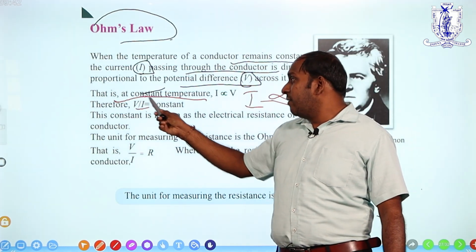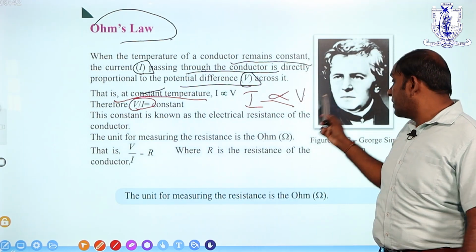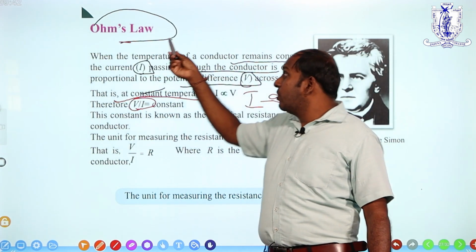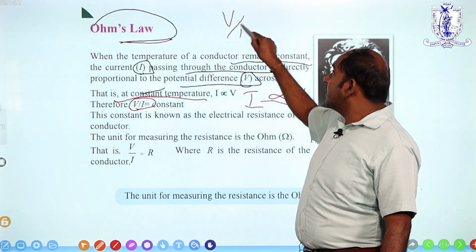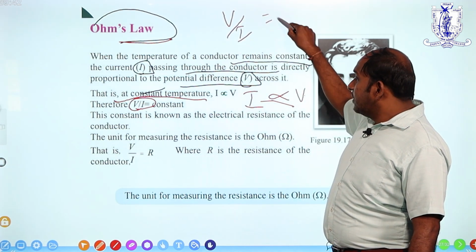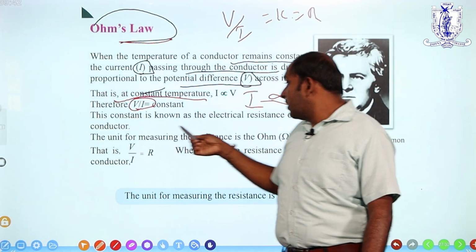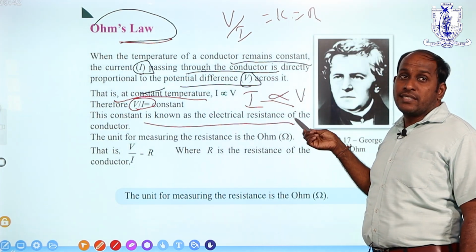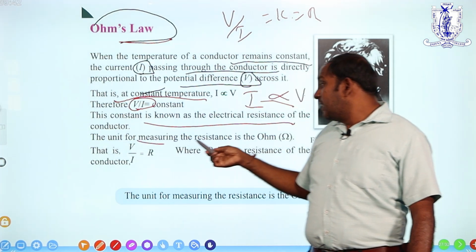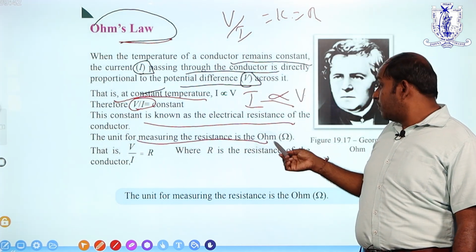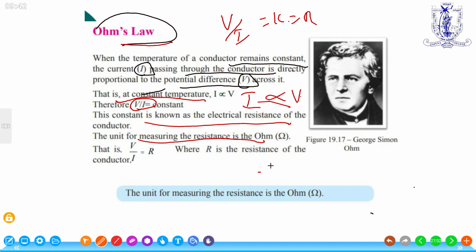Therefore, V over I is a constant value. This is Ohm's law. The V over I is a constant value. This value is K, which later is called R. The constant is known as the electric resistance of the conductor. The unit of measuring resistance is ohms, the symbol is ohm. That is V over I. This is R. The V over I is R, where R is the resistance of the conductor.